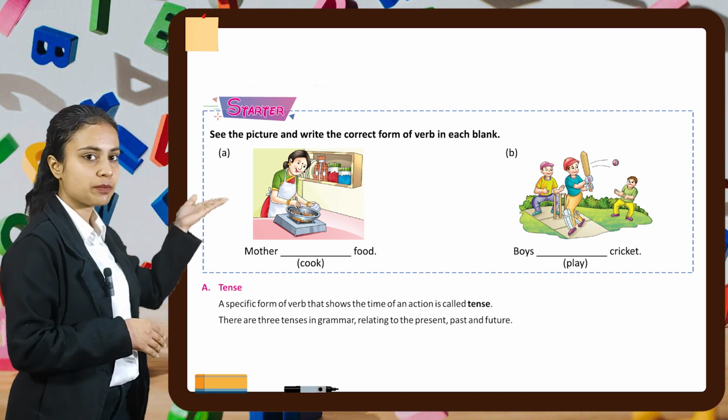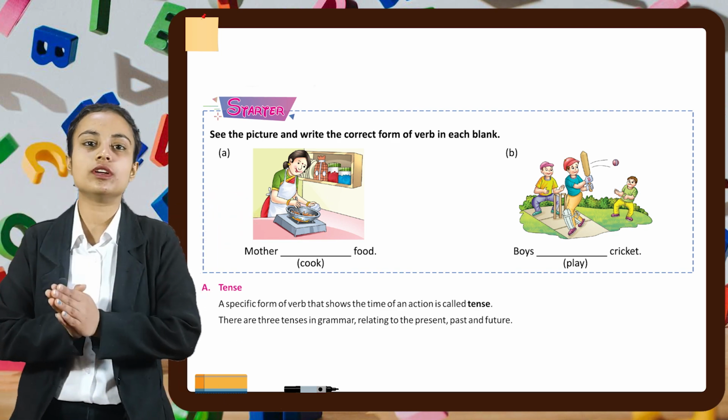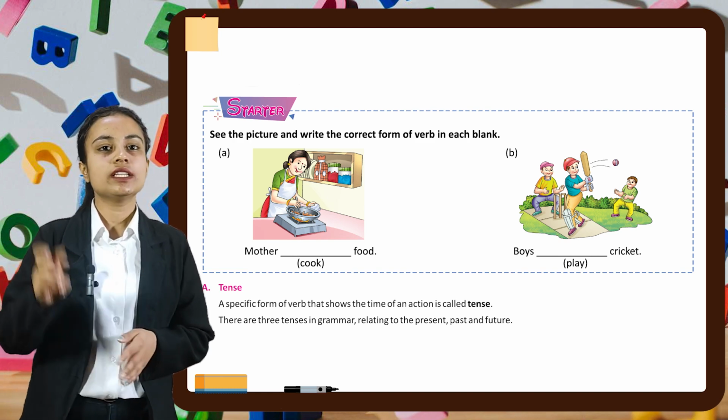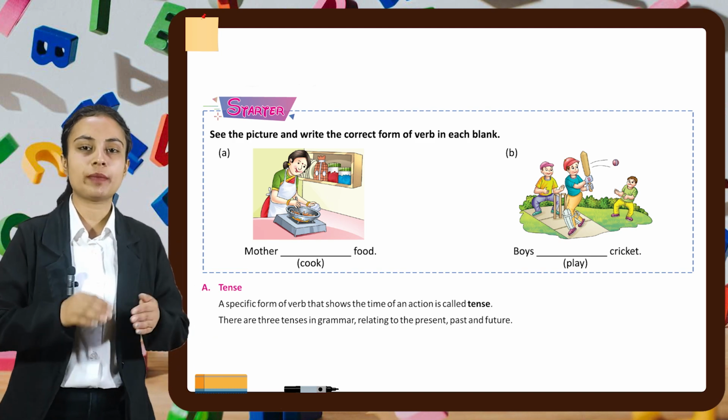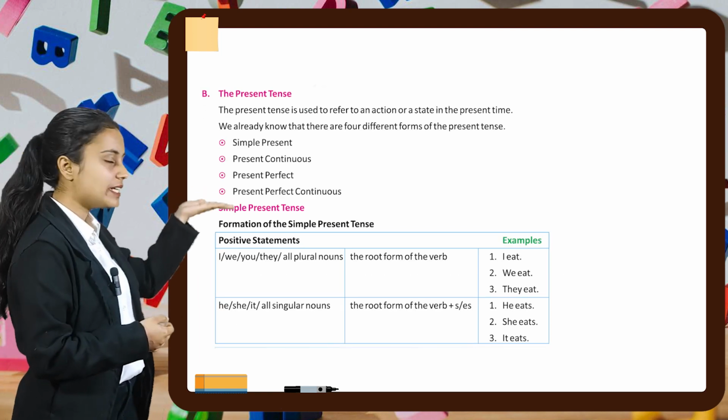So for that, we'll start with part number A, the definition of tense. A specific form of a word that shows the time of an action is called tense. There are 3 tenses in grammar related to the present, past and future. We'll start with the present tense.